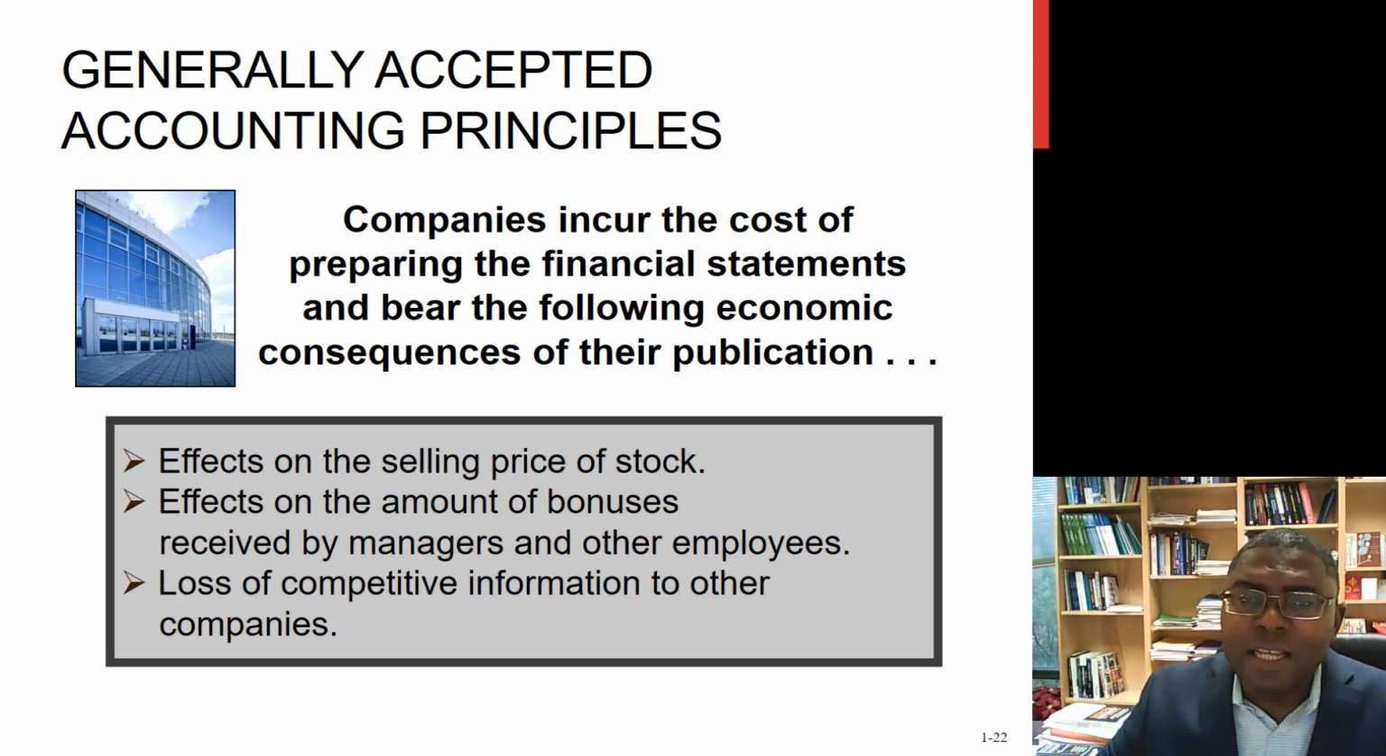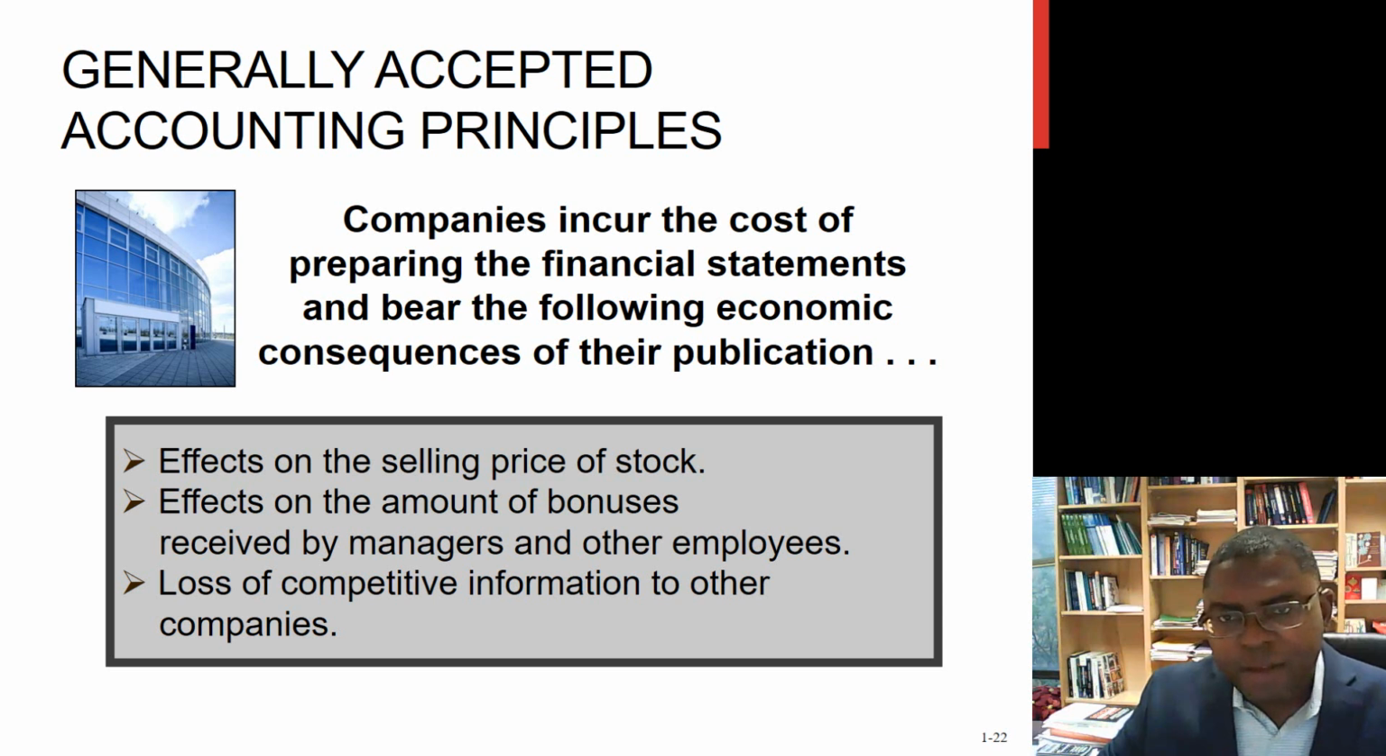If the financial statement suggests that the company is doing poorly, then prices are going to fall. So when companies publish their financial statement in accordance with the generally accepted accounting principles, it has an effect on the selling price of the stock. It also has an effect on the amount of bonuses received by management and other employees, because those are the statements that will suggest that management is doing well or not.